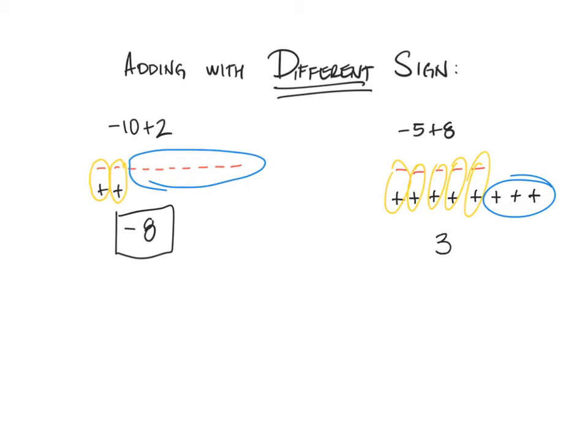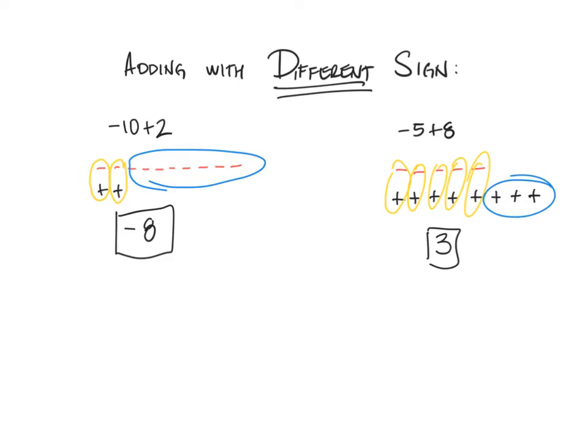just a positive 3. All right, so what we notice when we're looking at this is I have more negatives in this one than I have positives, and my result was a negative because I had all these negatives left over after these 2 positives canceled 2 of these negatives.